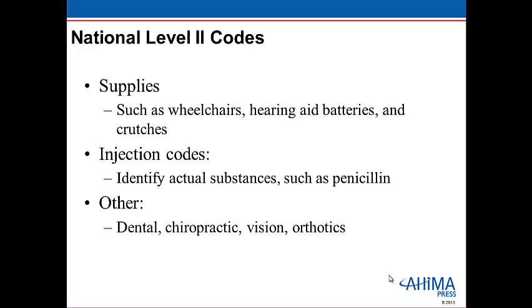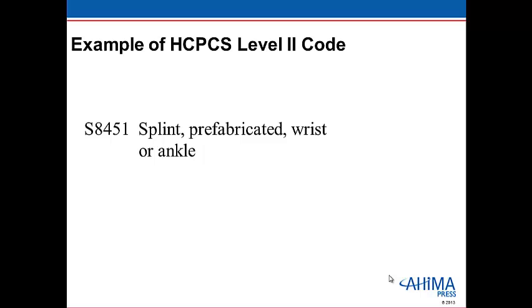These include supplies such as wheelchairs, hearing aid batteries, and crutches, or injection codes which identify the actual substance such as penicillin, and also other services such as dental, chiropractic, vision, or orthotics. Here we have an example of a HCPCS Level 2 code for a splint. Code S8451. You will find splint in the index, and then choose the body part of ankle or wrist in the index. You will then go to the tabular and find the correct splint code selection.